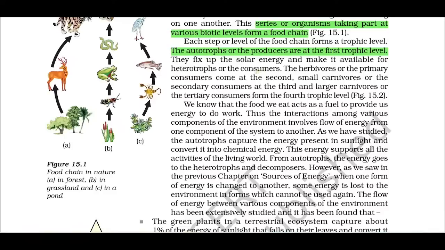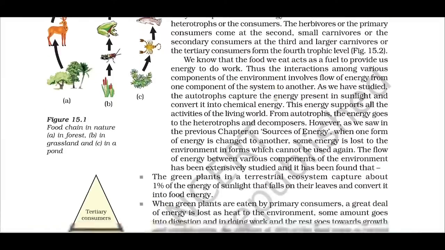Herbivores or the primary consumers come at the second level. Small carnivores come at the third. Secondary consumers are the third. The larger carnivores or the tertiary consumers form the what? Fourth trophic level.